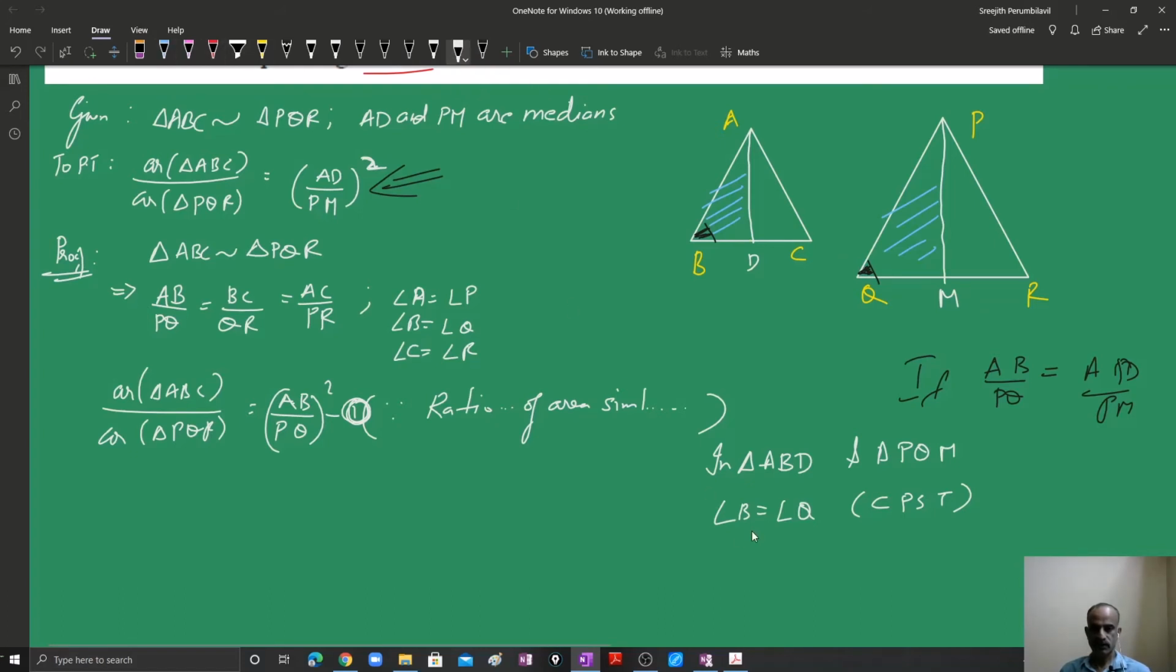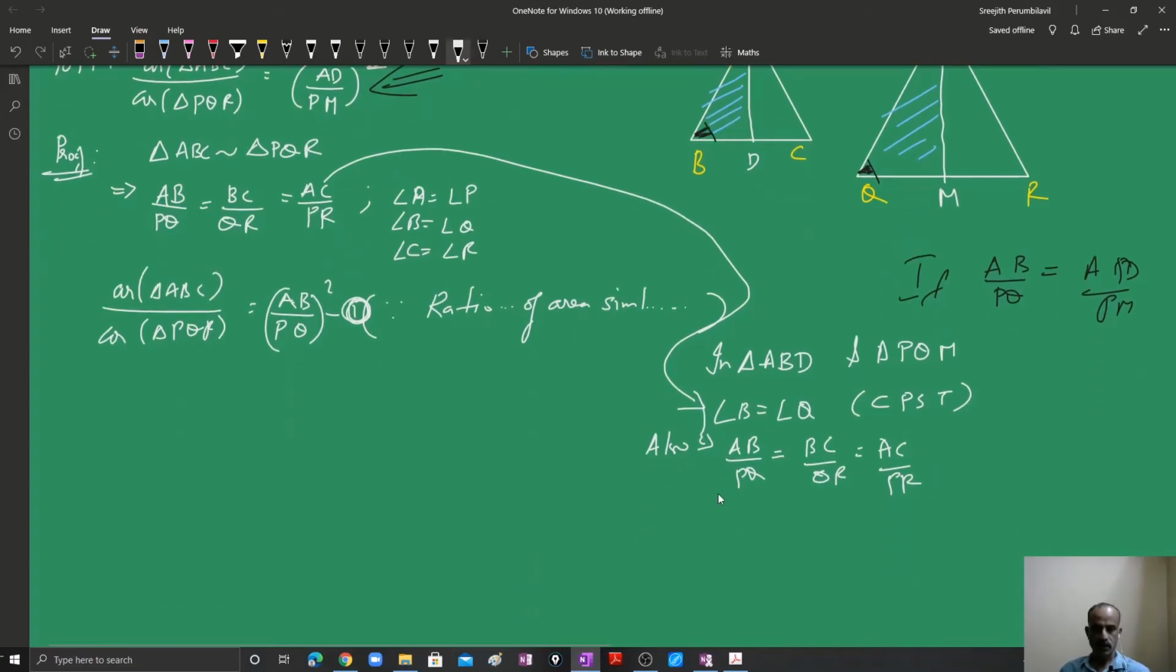Also we have one more thing: AB by PQ is equal to BC by QR is equal to AC by PR, the same thing rewritten. This is the same as AB by PQ is equal to BC multiplied by half, over half QR. I am avoiding this, no need of this.